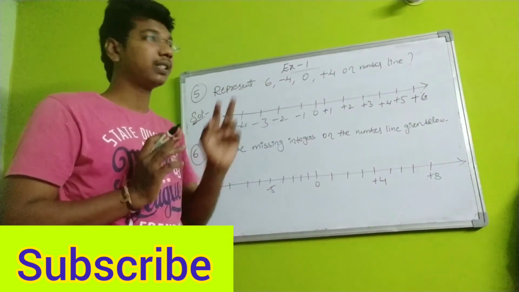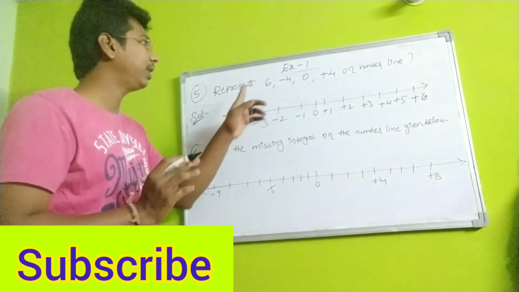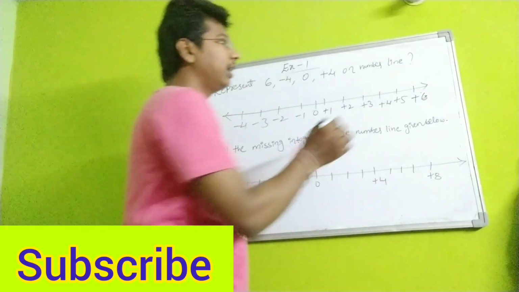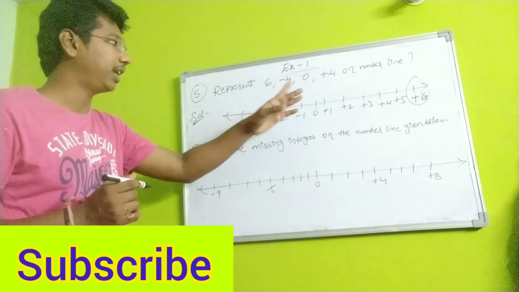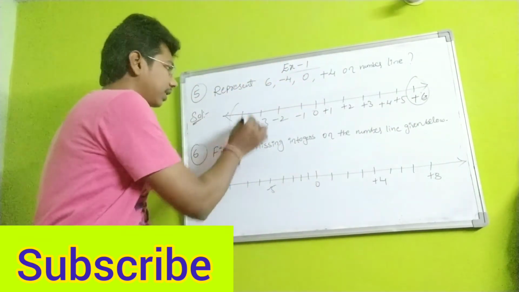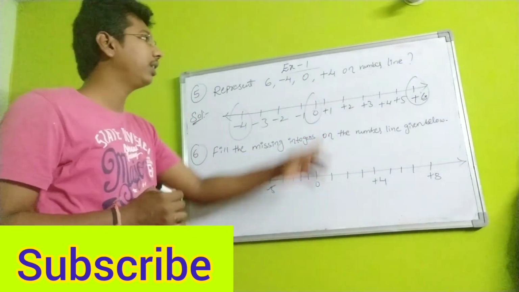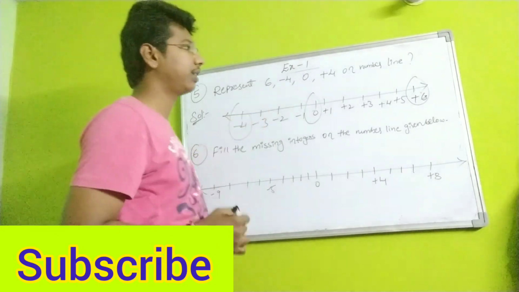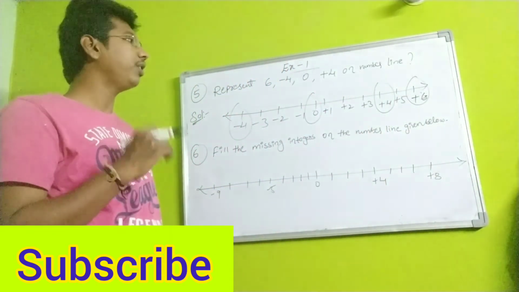Okay. Now this is the number line. Represent plus 6, minus 4, 0, and plus 4 on the number line. Right, plus 6 is on the right side. Clearly circle plus 6. The next integer is minus 4, which is on the left side. Circle it. Next is 0, circle 0, the center one. Next plus 4, which is on the right side. Circle it. This is the representation on the number line.